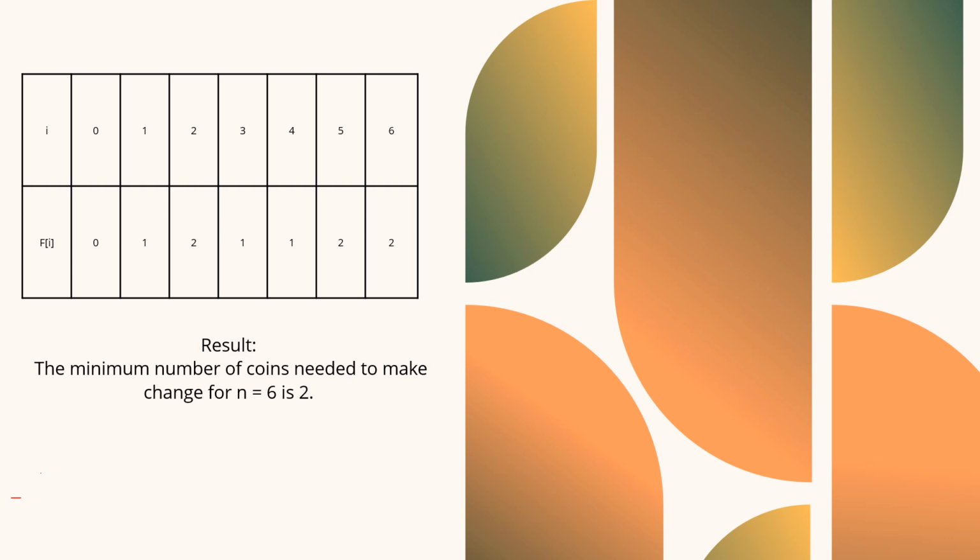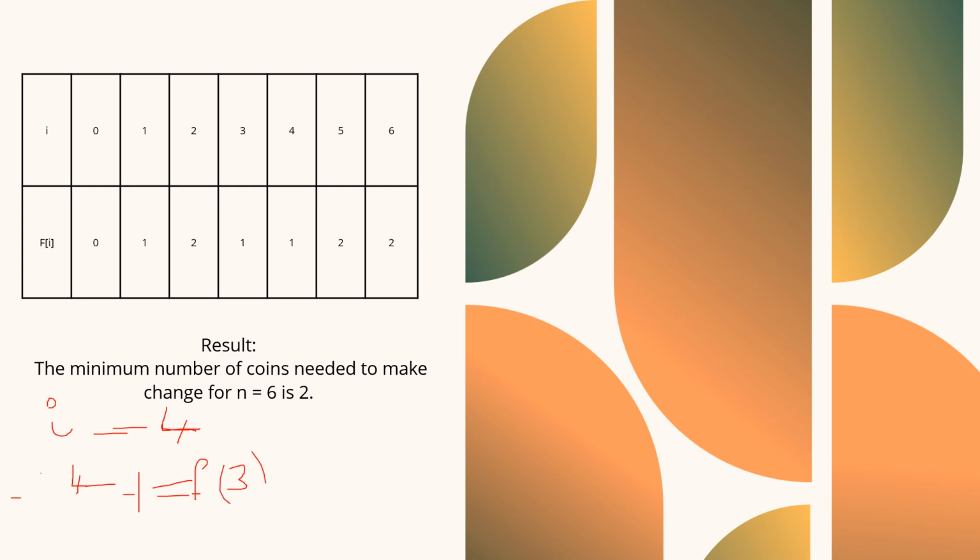Now when i value is 4, go to the denominations. In the denominations we have 3 values, as I said earlier, that is 1, 3 and 4. So all the denominations which are less than or equal to 4 should be taken into consideration. Which means that we should calculate 4 minus 1. 4 minus 1 is f of 3.